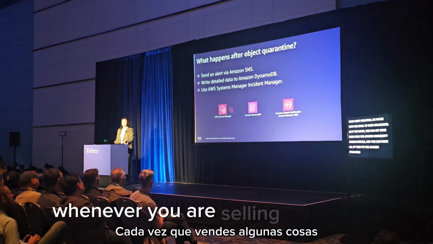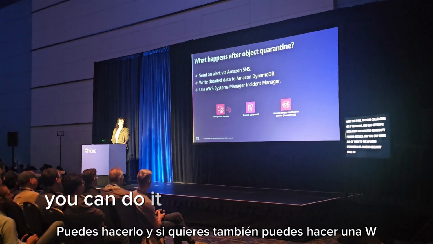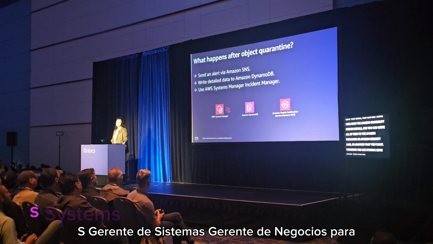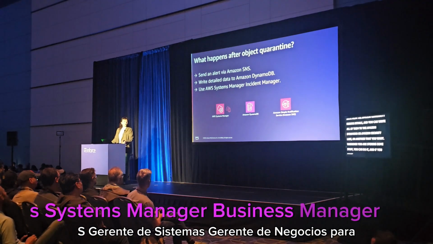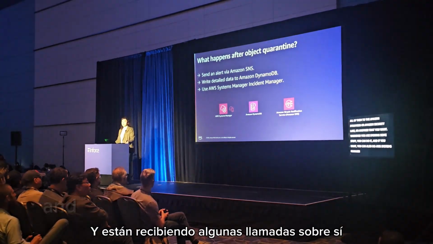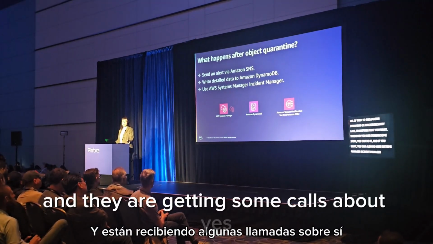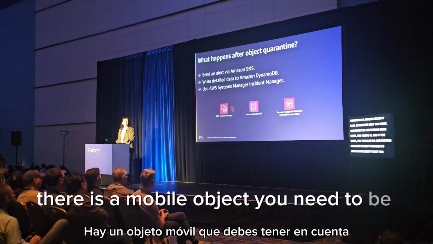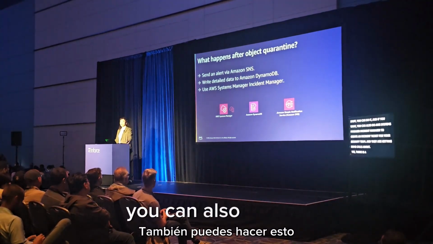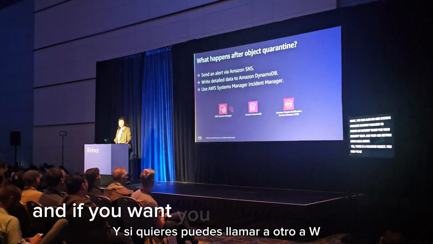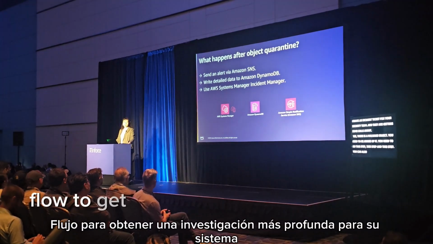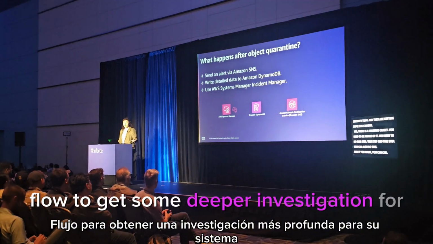Whenever you are storing some stuff, you can do it. And if you want, you can also use AWS Systems Manager Incident Manager to create an incident ticket for your security team, and they are getting some calls about, yes, there is a malware object, you need to be aware of it. You need to do this step, and this step. You can also do this. And if you want, you can call another AWS Step Functions flow to get some deeper investigation for your system.